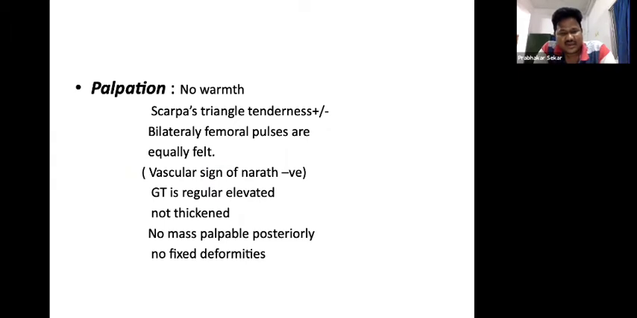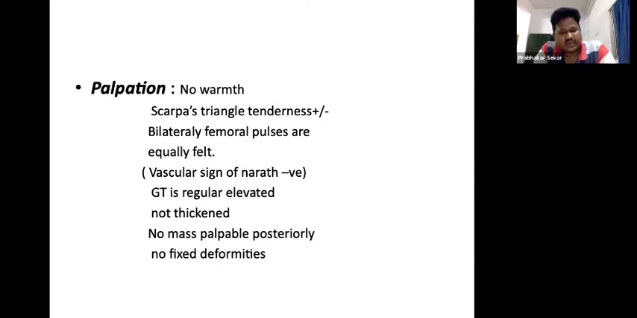On palpation, you have to find out if any warmth is there. Sometimes infective etiology is also one of the causes for non-union. So as a routine, you check for warmth. Then Scarpa's triangle tenderness, to see if it is a painful non-union or a non-painful non-union.